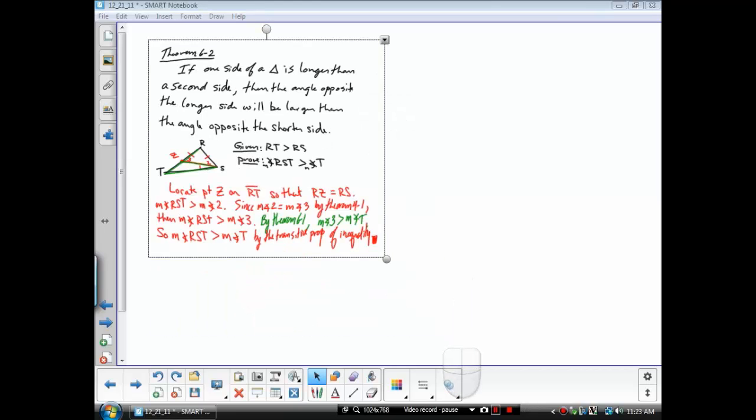All right. So on theorem 6.3, we get to use an indirect proof because we have this theorem to contradict. So on theorem 6.3, it's kind of the converse of this, which allows us to use an indirect proof and lead to a contradiction of this. Okay, so theorem 6.3 says if one angle of a triangle is larger than a second angle, then the side that's opposite the first angle will be longer than the side that's opposite the second angle.